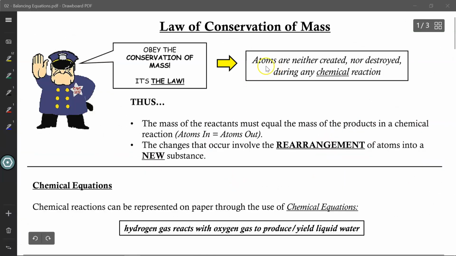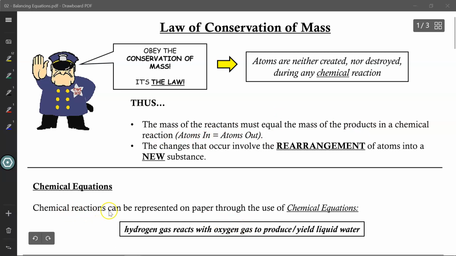During a chemical change, atoms are neither created nor destroyed. They're only rearranged into a new substance. This is known as the law of conservation of mass, because the mass of the reactants going into a chemical reaction is equal to the mass of the products coming out of the chemical reaction.